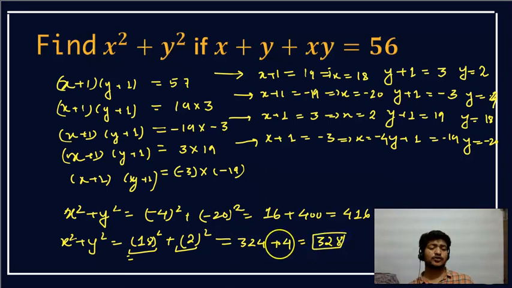So there are two values that you are getting. First one is 416 and second value is 328. Hope you have understood this question.